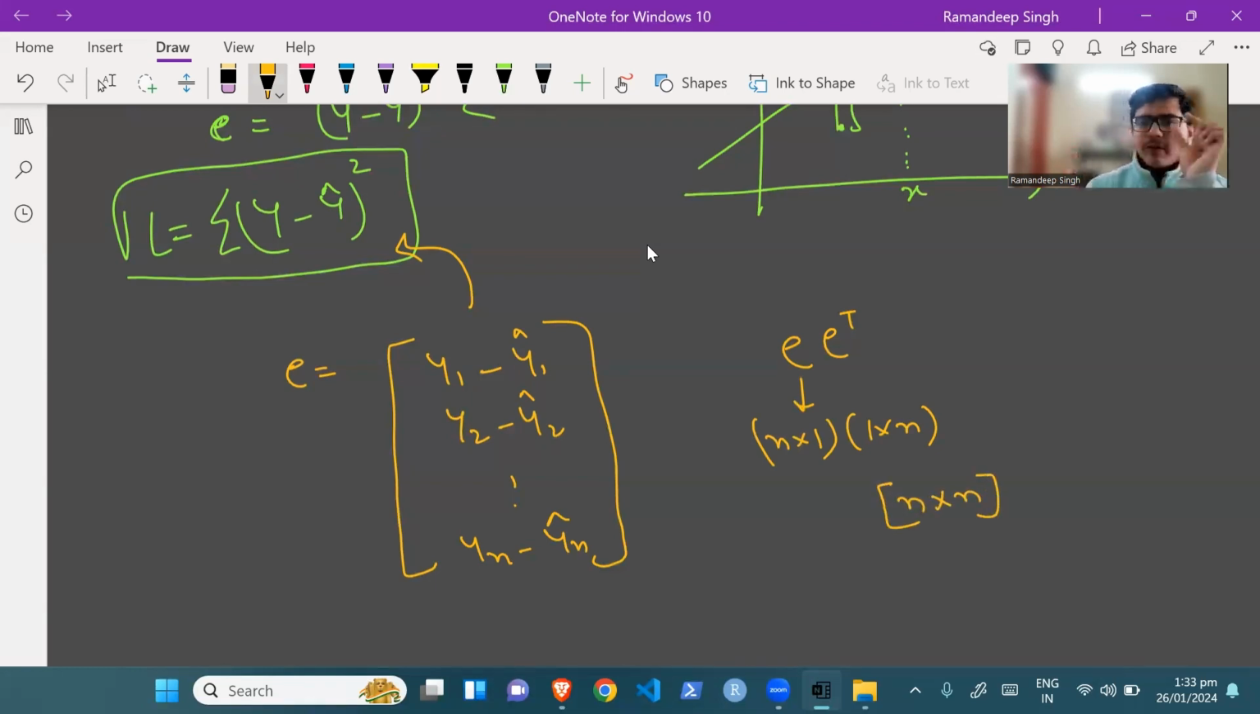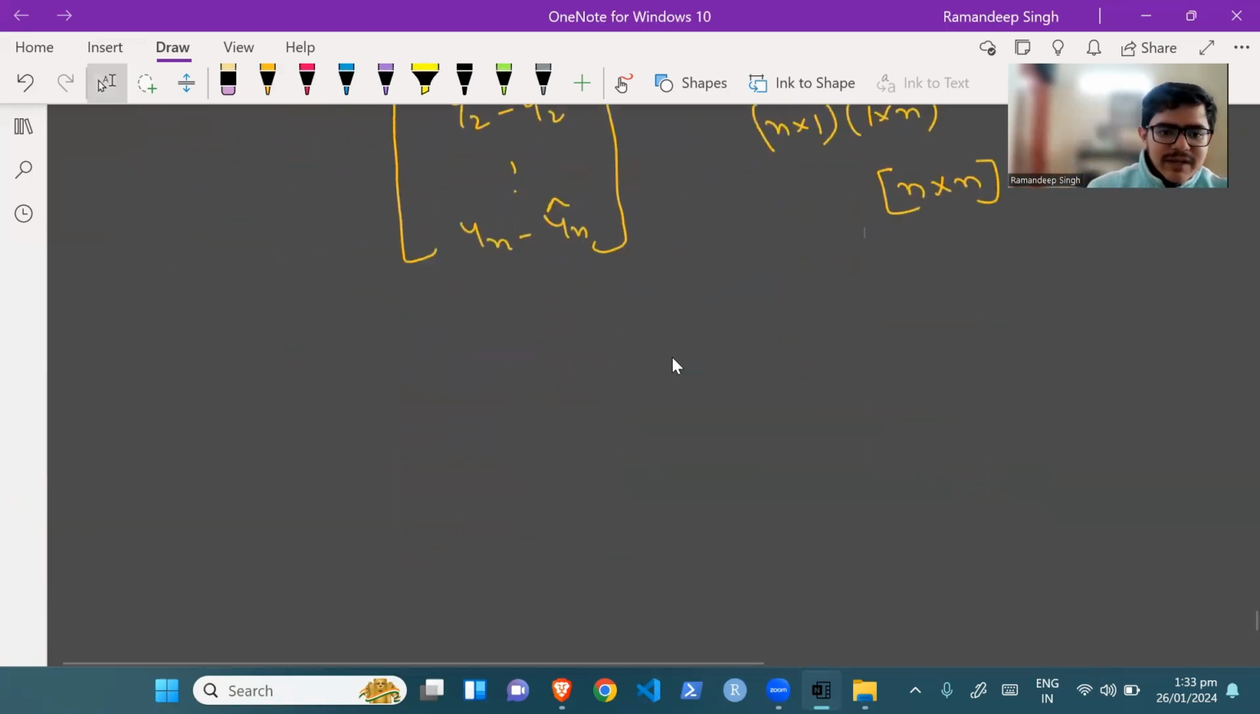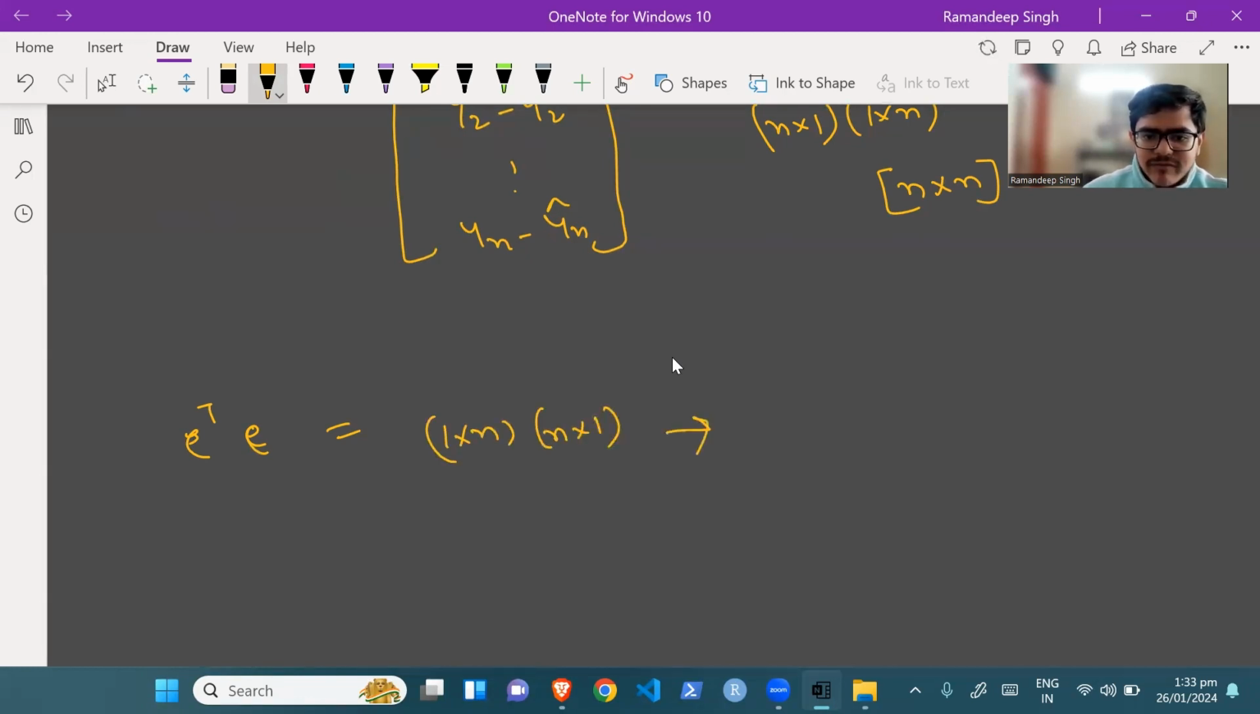My error term would be a single scalar value, right? Because it shows the total summation of my errors in my model. So what I need to do is multiply E transpose with my E. Okay, so it will be of the form 1 into n multiplied by n into 1. So this will give me an output of 1 multiplied by 1, right? It will be a scalar value, which is the total error of my model, right?